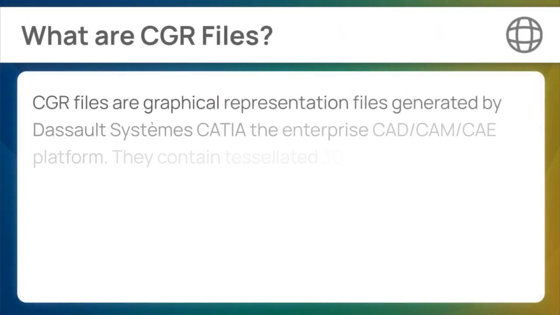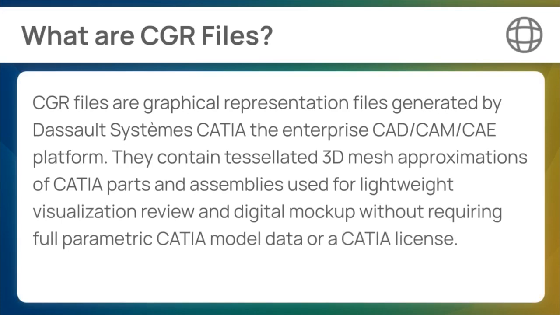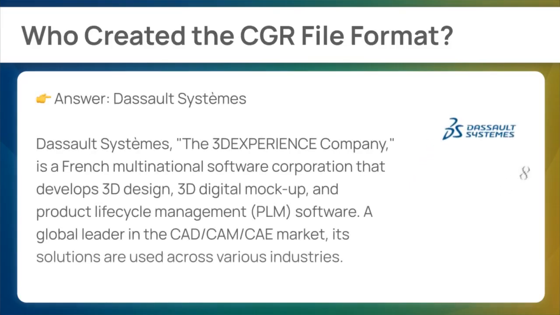CGR files are graphical representation files generated by Dassault Systèmes CATIA, the enterprise CAD, CAM, CAE platform. They contain tessellated 3D mesh approximations of CATIA parts and assemblies used for lightweight visualization review and digital mockup without requiring full parametric CATIA model data or a CATIA license.